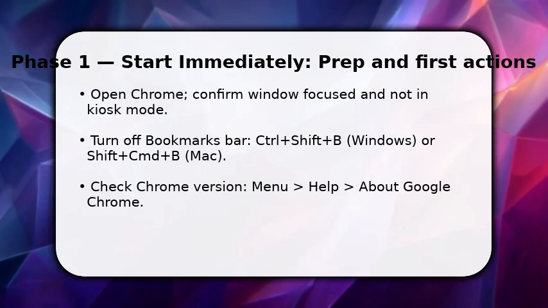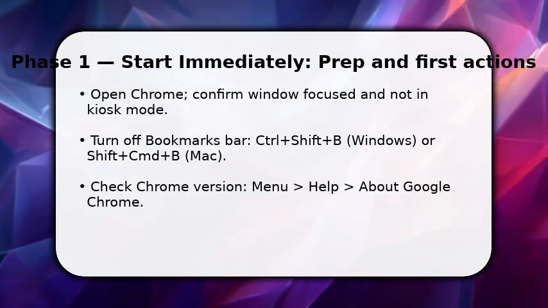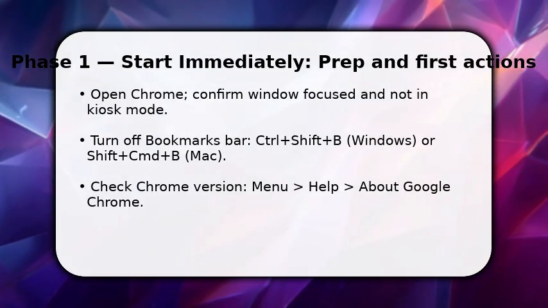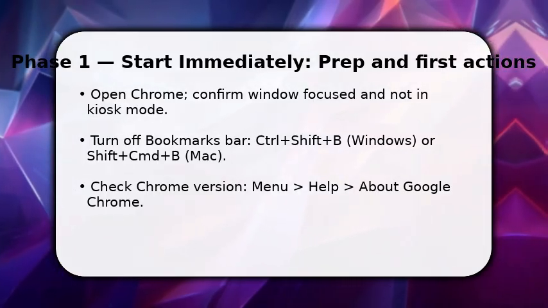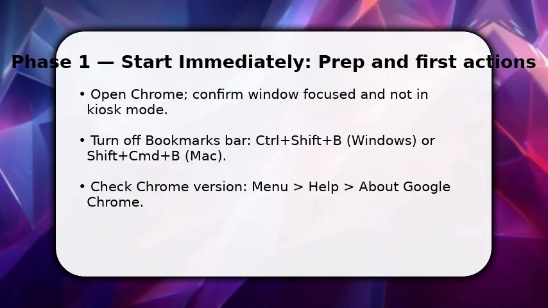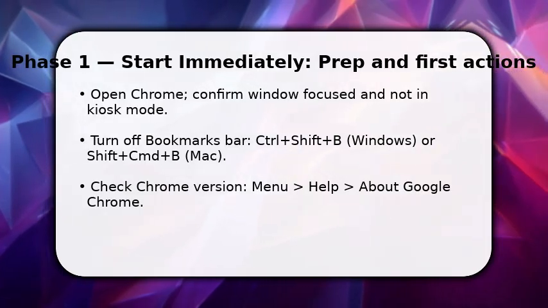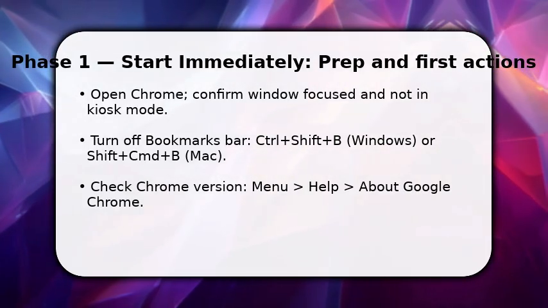Enjoy the video. You already have Chrome open, so act now. Hide visual clutter by toggling the bookmarks bar with Control plus Shift plus B, Shift plus CMD plus B on Mac. Once done, verify Chrome is up to date via menu, Help, About Google Chrome, so you avoid UI bugs.